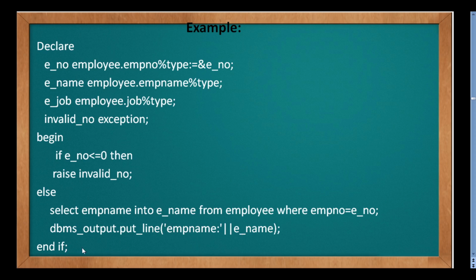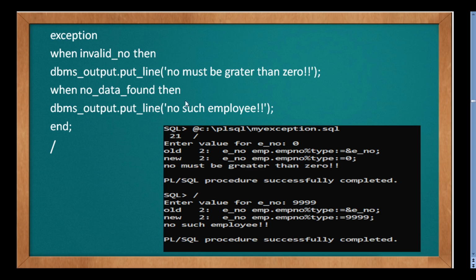If you see this exception block, when invalid number, then these are the exception handling statements. What will it do? When an invalid number exception is raised, the controller goes to the exception block, comes to this statement and executes it: employee number must be greater than 0.